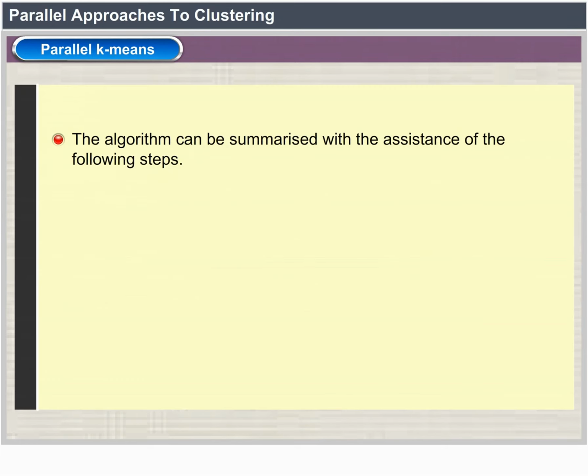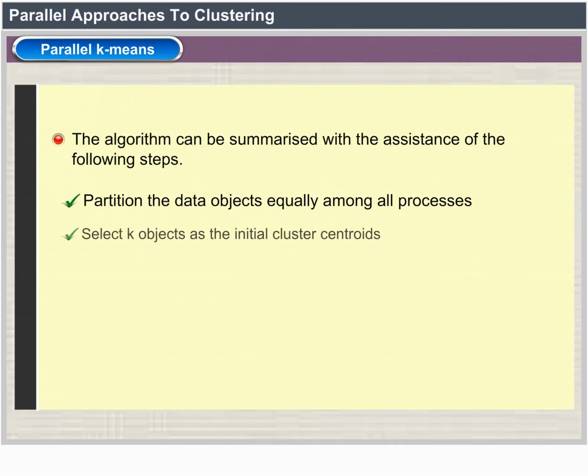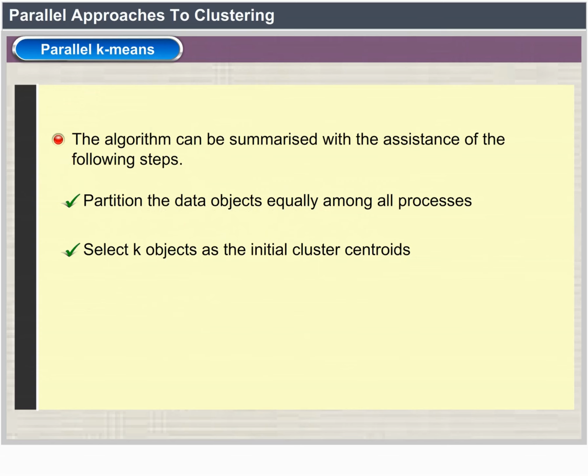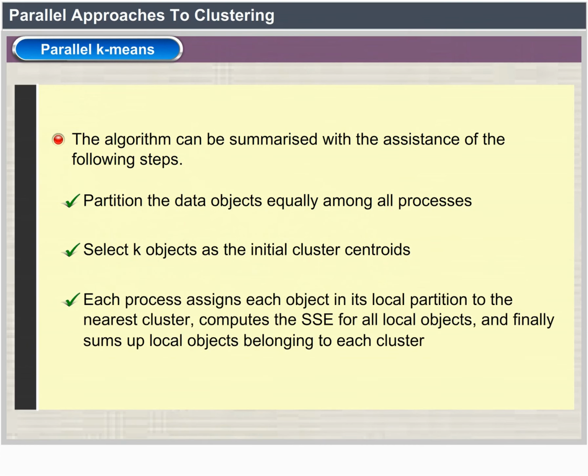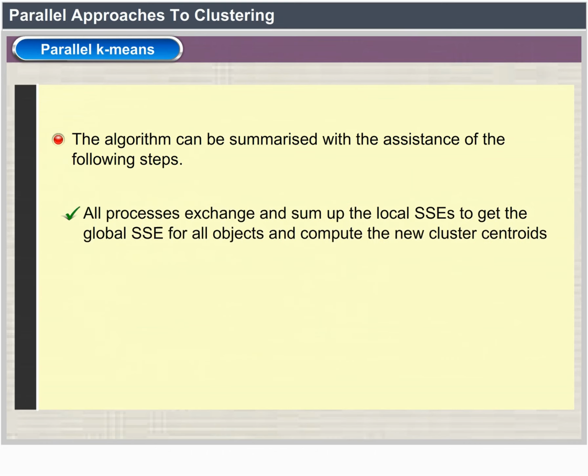Partition the data objects evenly among all processes. Select K objects as the initial cluster centroids. Each process assigns each object in its local partition to the nearest cluster, computes the SSE for all local objects, and sums up local objects belonging to each cluster. All processes exchange and sum up the local SSEs to get the global SSE for all objects and compute the new cluster centroids. Repeat steps 3 to 5 above until there is no change in the global SSE.